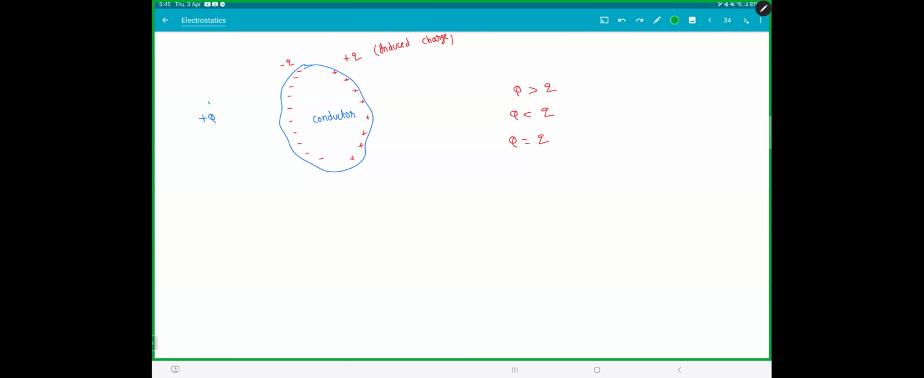No, this charge is not moving. You're not removing anything from here. Right. But I thought of something. It's hard to explain. Nah. Okay.